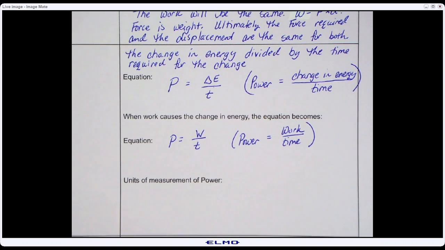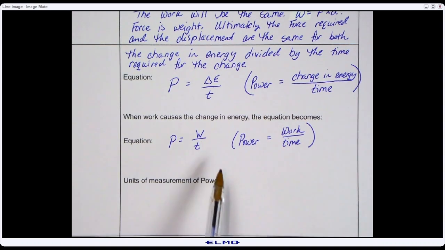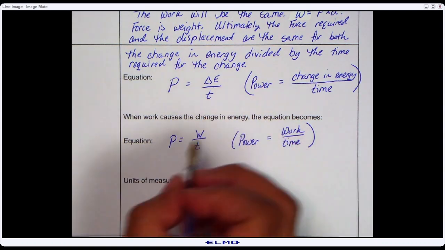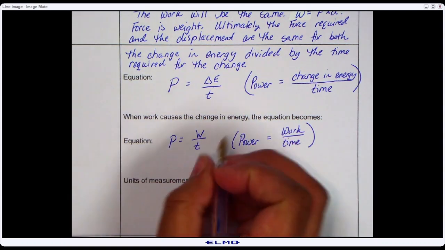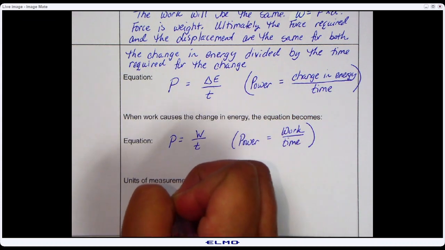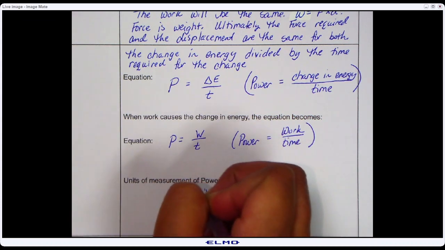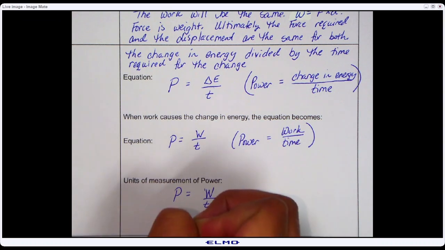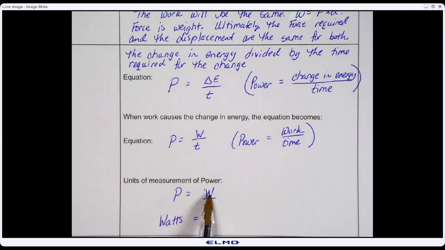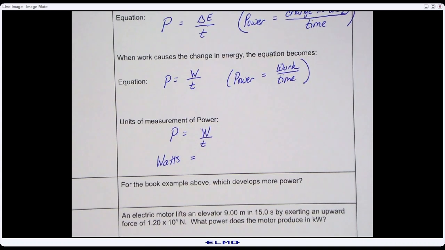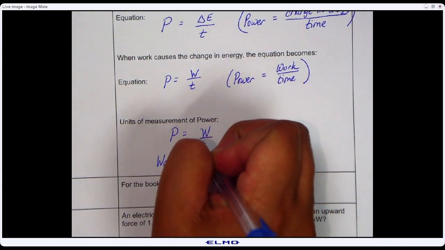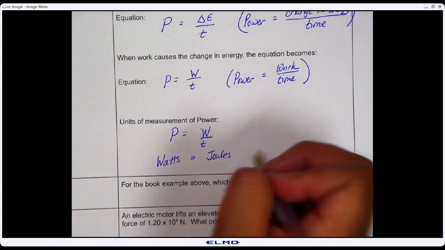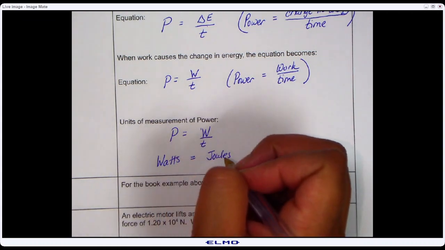All right, so the unit of measurement for power is watts. I'll write the equation again. Power is measured in watts, which is the same as what? Work is measured in what units? Joules, over time. What's our standard for time? Seconds.